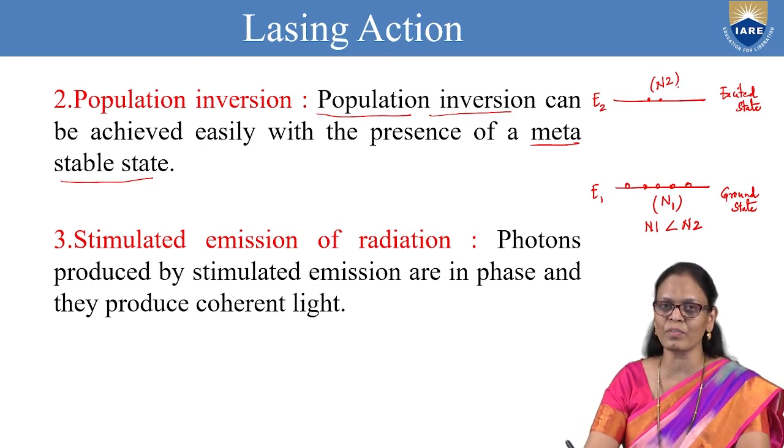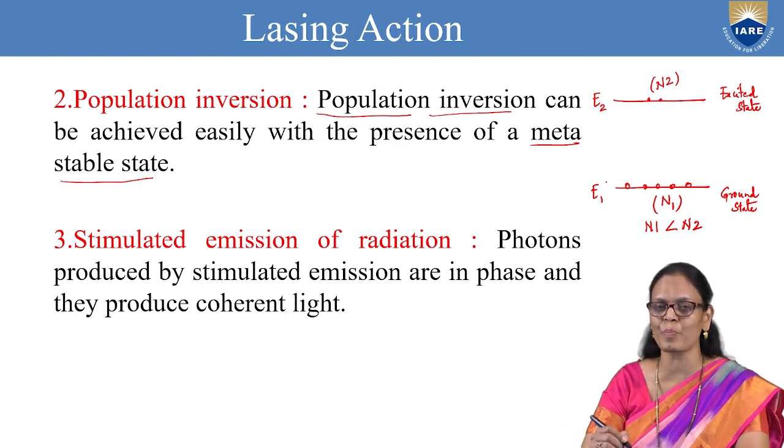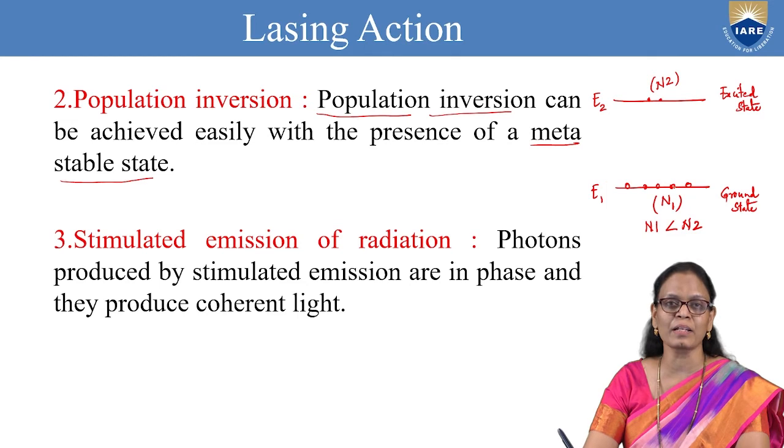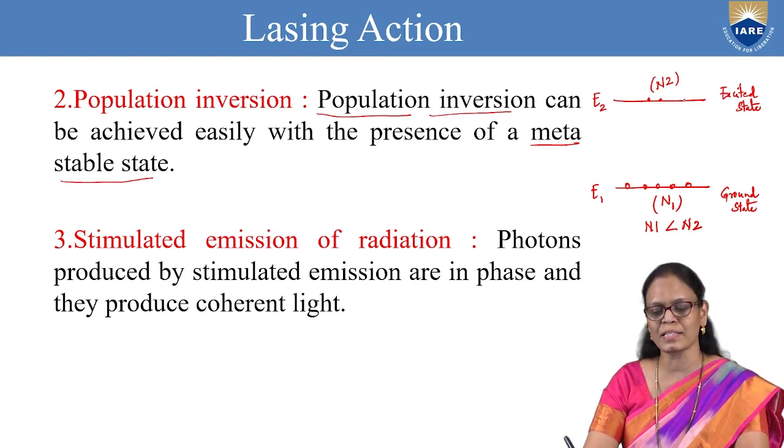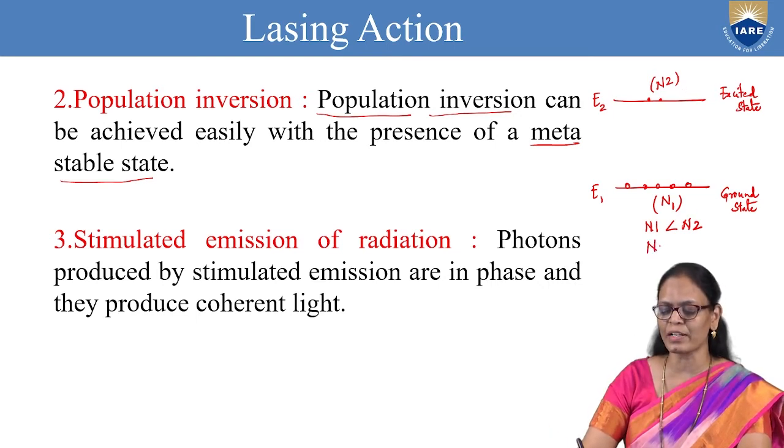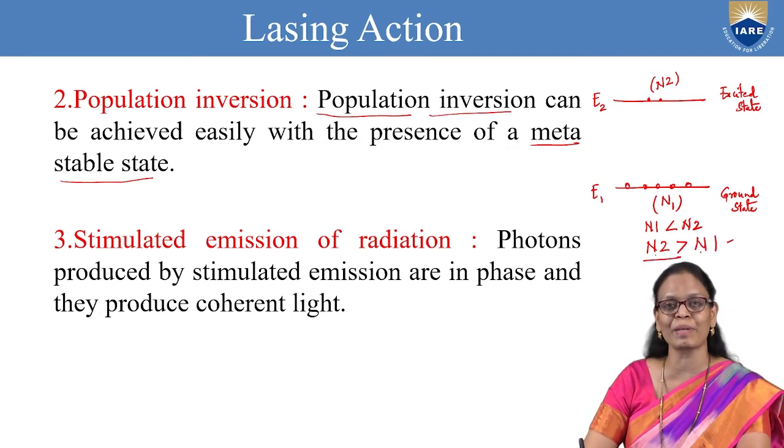So for that, what we do is pumping. We have discussed that pumping is the process of sending the atoms from ground state to excited state. So by some pumping mechanism, we send the atoms which are there in the ground state to the excited state. So after pumping, what happens? The number of atoms in the excited state will be more than the number of atoms in the ground state. So N2 will be greater than N1, which we are calling population inversion.